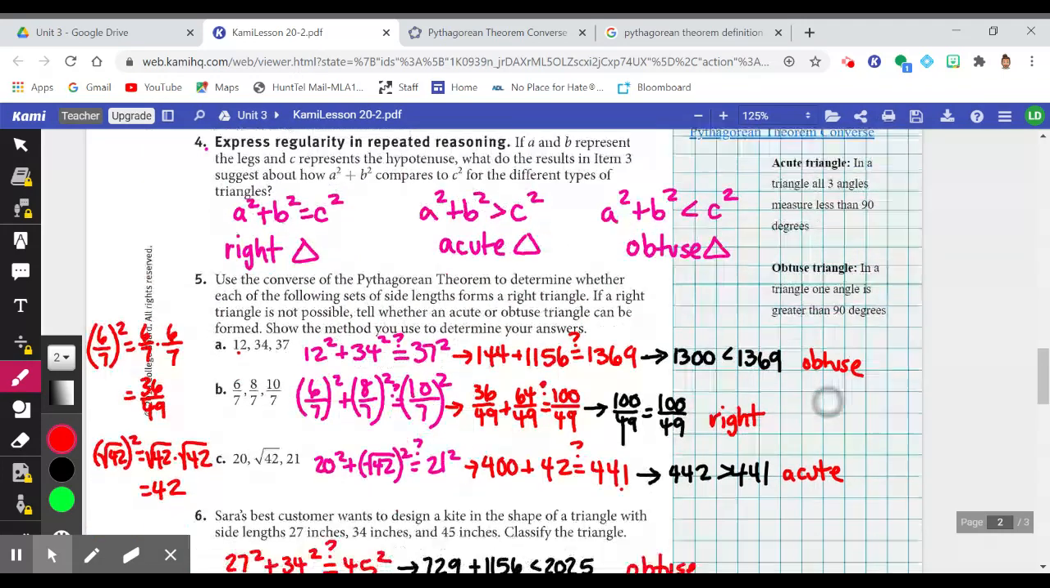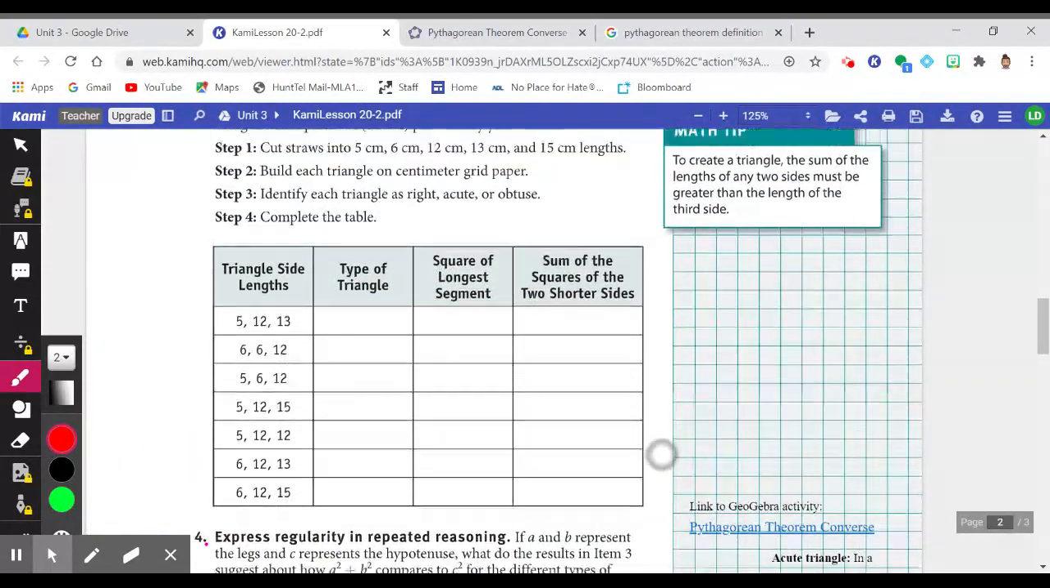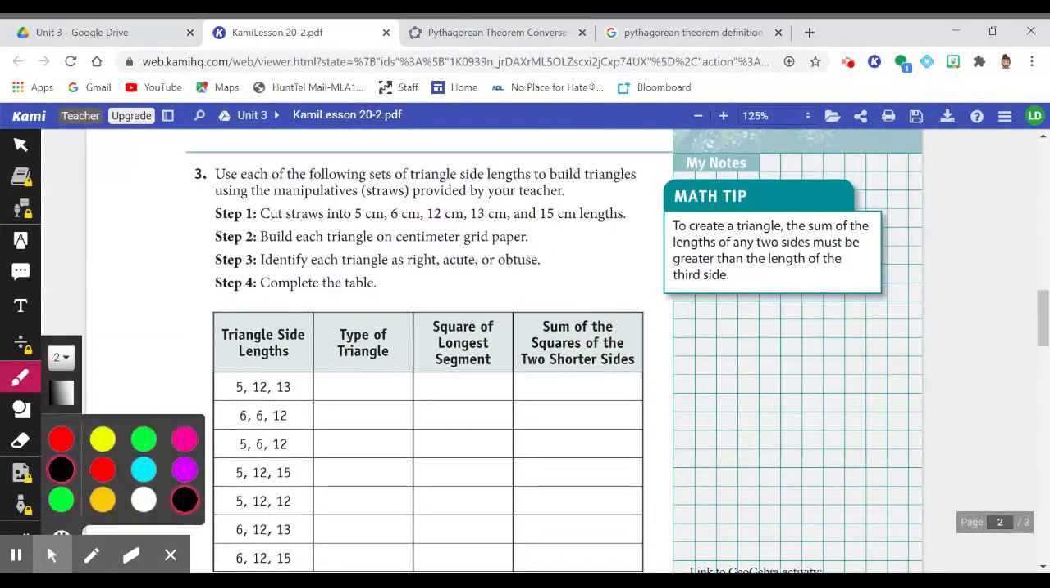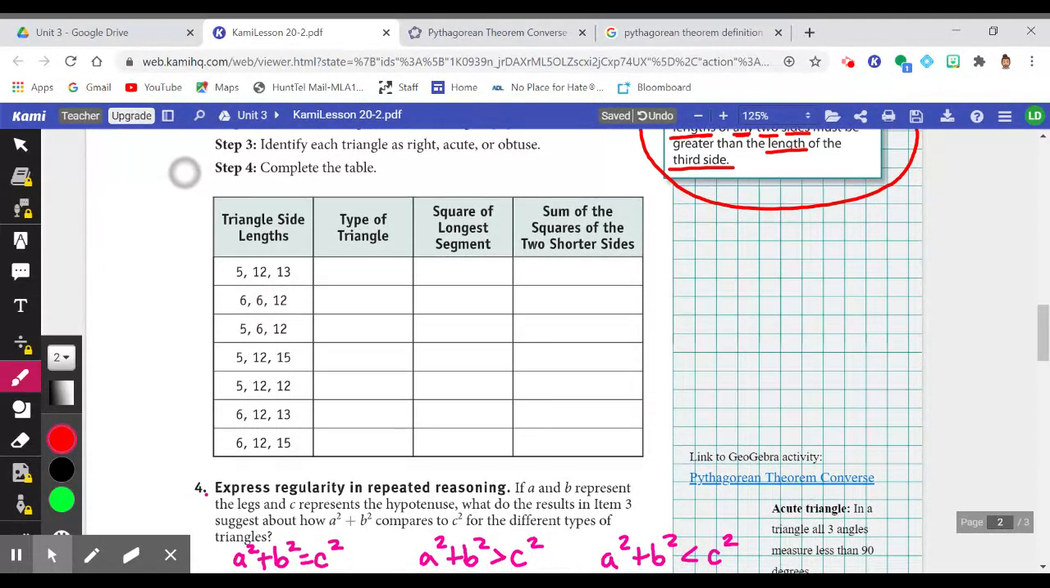The last thing I want to point out, because we are determining if they are acute, right, or obtuse triangles, is something that we should mention back up here next to the math tip. In order for it to be a triangle, notice what it says: to create a triangle, the sum of the lengths of any two sides must be greater than the length of the third side. So the sum of the lengths, not the sum of the squares, but the sum of the lengths of any two sides must be greater than the length of the third side.